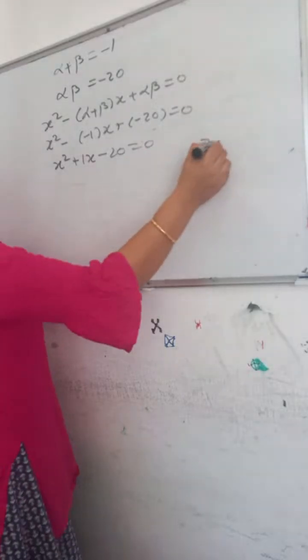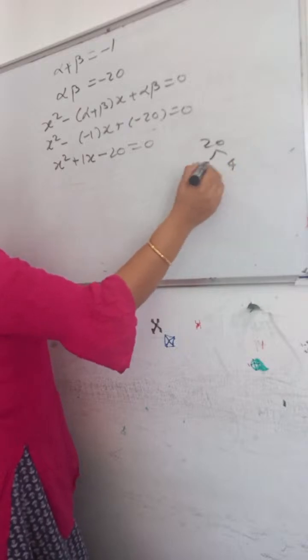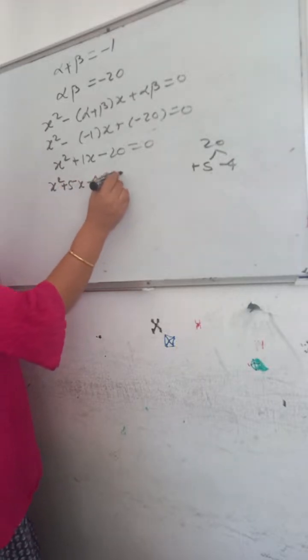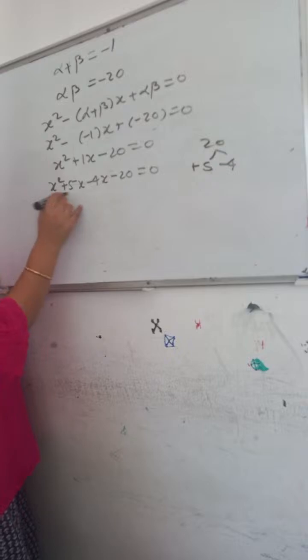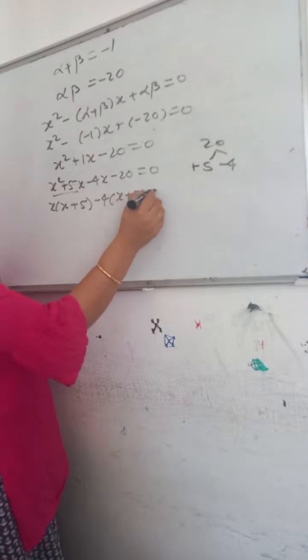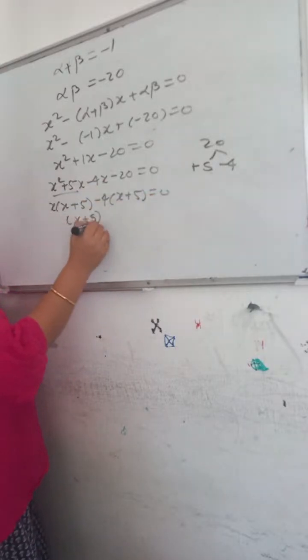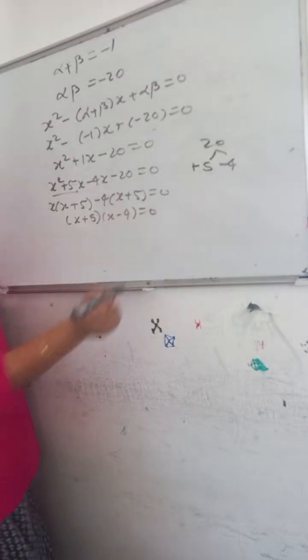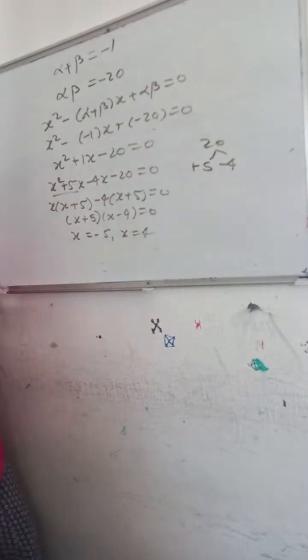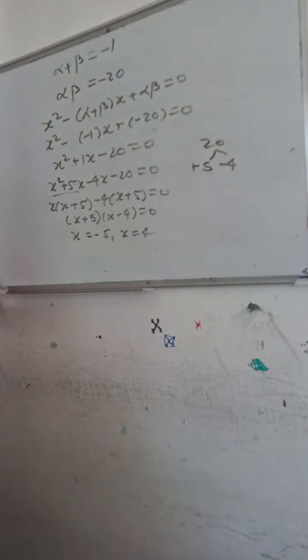20, so how much will it come? 5 4s are 20 with the positive and this is negative sign. So x square plus 5x minus 4x minus 20 is equal to 0. You can take x common, so x plus 5. If you take minus 4 common, x plus 5 is equal to 0. So x plus 5 and x minus 4 is equal to 0. So here x is equal to minus 5 and x is equal to 4. This is the answer. Getting this? So this is also a 3-mark question. Okay, so I have almost covered the questions from this chapter.